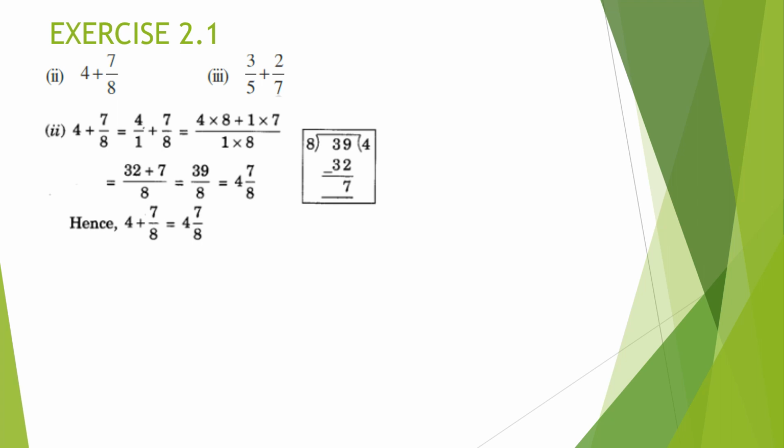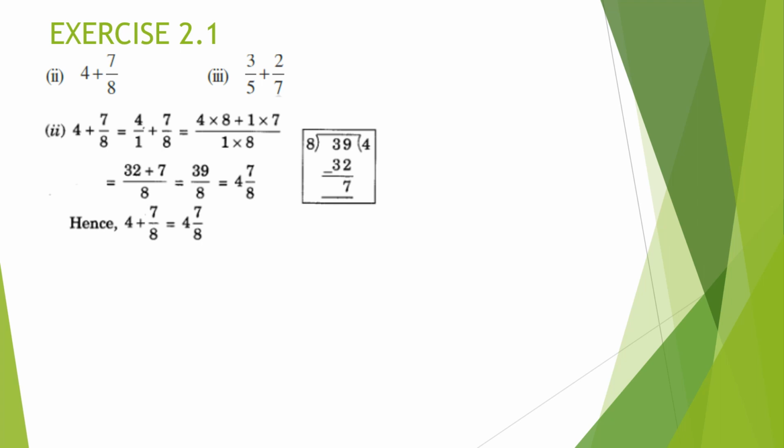Now in this step, both denominators are same. So we can add the numerator and put the same denominator. So 32 plus 7 upon 8, that is 39 by 8. 39 upon 8 is improper fraction. So we have to convert it into mixed fraction. So we get the answer as 4 integer 7 by 8.